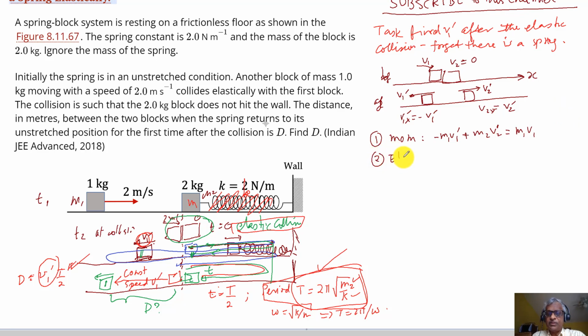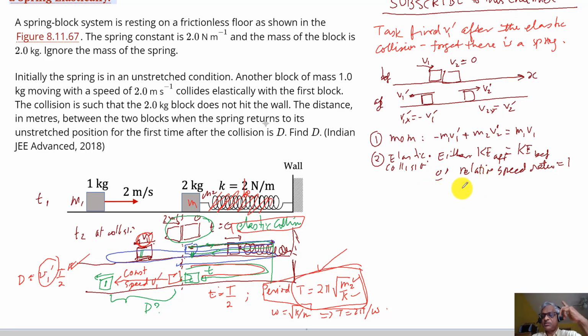And then elastic collision, I can write down kinetic energy after equals kinetic energy before. So I can do either kinetic energy after equal to kinetic energy before, or we can do relative speeds ratio equal to 1, because the coefficient of restitution will be 1 for an elastic collision, right? So we'll just do this.